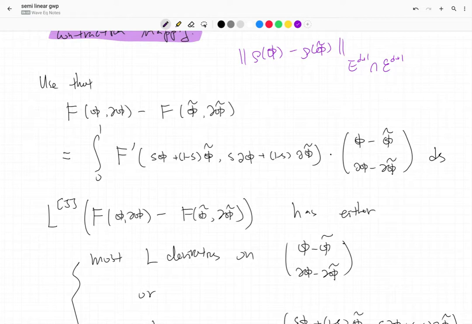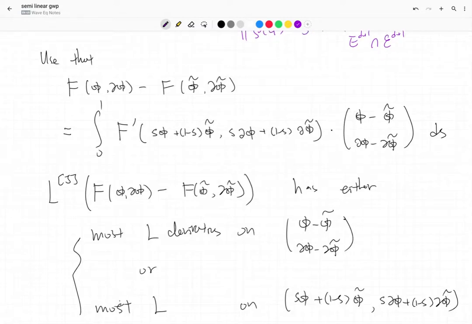And this will give you, by the fundamental theorem of calculus, the integral from 0 to 1 of the derivative of f multiplied by the slope of the line. And the slope here is going to be what? If you draw a straight line between phi and phi tilde, the slope is exactly going to be phi minus phi tilde and d phi minus d phi tilde. Okay. So we have this thing here. So this is the slope, or slash speed, I guess, right? And this is the function f prime, and you integrate this, you evaluate the difference of f between endpoints.